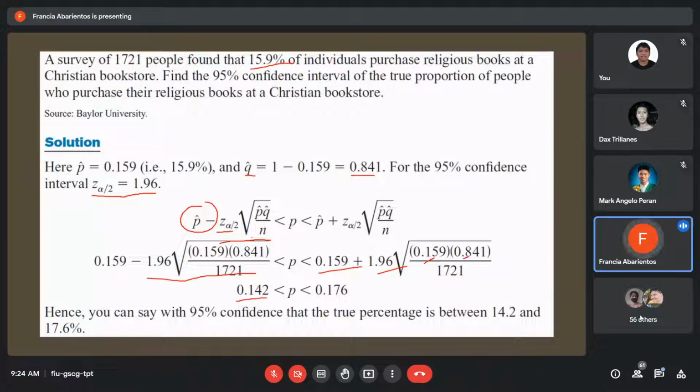So this is now, you can say now, that the 95% confidence with the true percentage is between 14.2 and 17.6% at a given proportion. Okay? Kasi 15.9 ang binigay sa atin.